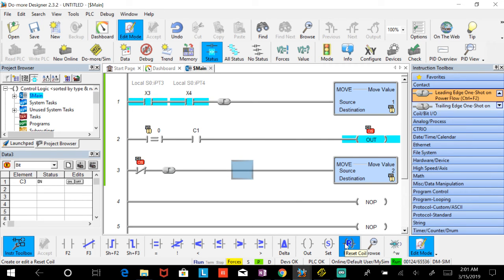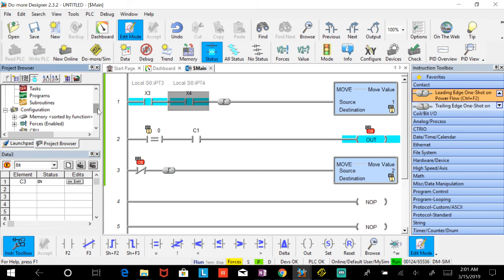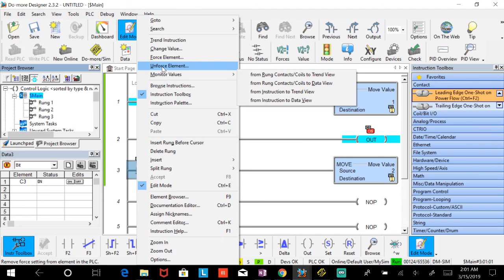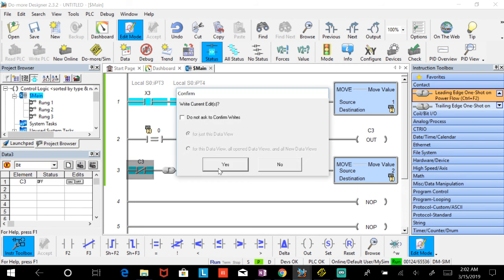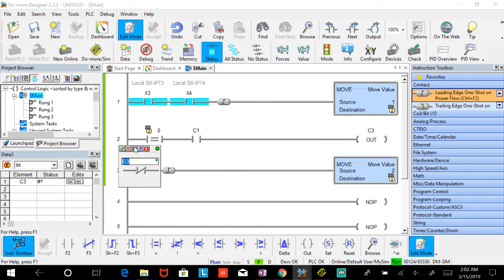Alright. I don't know what's wrong with C3 right now. It's acting all weird on me. I don't know if it has something to do with what I wrote before. Maybe it has some other runs that I'm not seeing. Run 1, run 2, run 3. Let's see if I don't have any subroutines. Nope. Okay. So if I unforce it, it's off. If I turn it on, it stays like that.